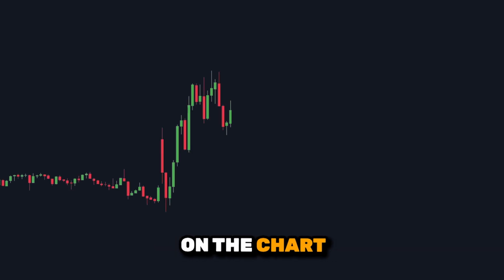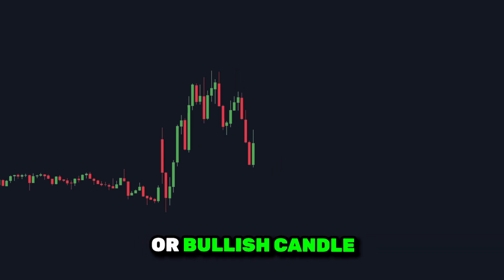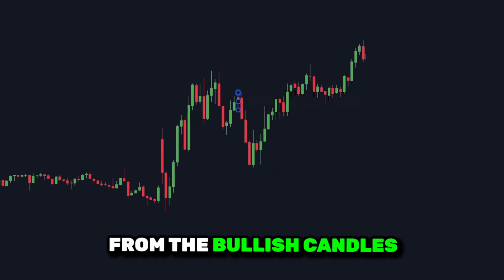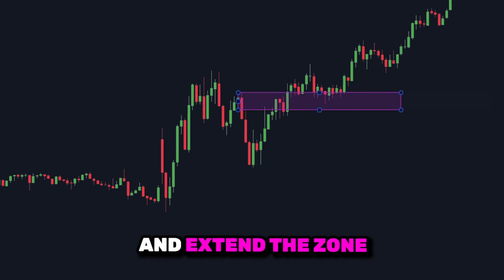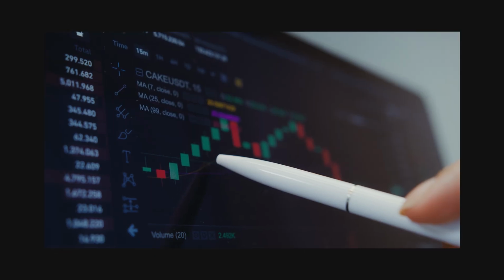Spotting a supply zone is the exact opposite of finding a demand zone. Look for an area on the chart where 3 large consecutive red candles formed, following a green or bullish candle. You can then draw your zone out from the bullish candle's high to the bullish candle's close and extend the zone. Now that you have these areas on your chart where large buyers and sellers have interest in the markets, you can start to look for some trades.